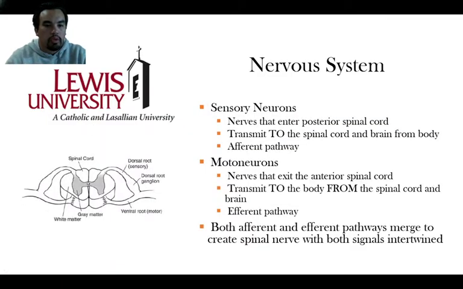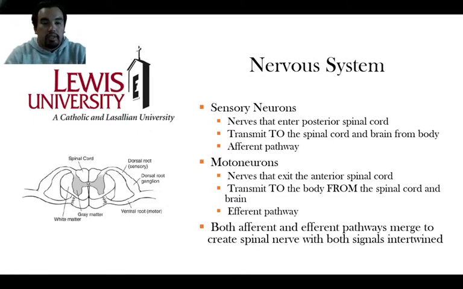So when we look at the nervous system, we have sensory neurons and motor neurons. Both of them are afferent and efferent pathways that merge to create a spinal nerve with both signals being intertwined. So what that means is this. So as we go over it, let's start from the top.